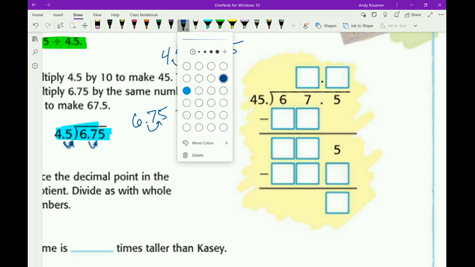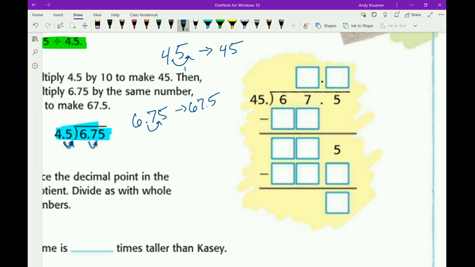So, let's bring up our ink just a hair. 45 doesn't go into 6, so we don't put anything above it. 45 does go into 67 once. 45 times 1 is 45. I subtract 45 from 67, so 7 minus 5 is 2. 6 minus 4 is 2. And when I think about this, 22 is less than 45, so we're on the right track.